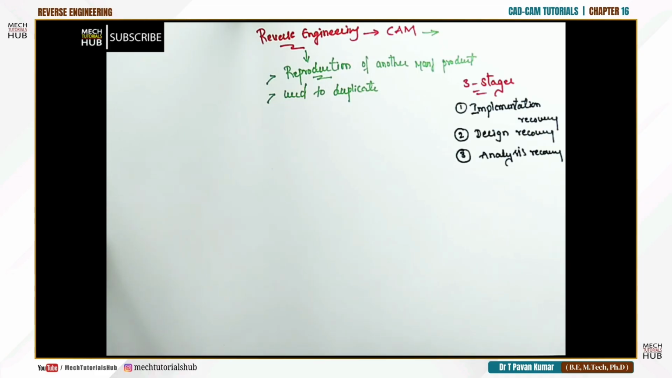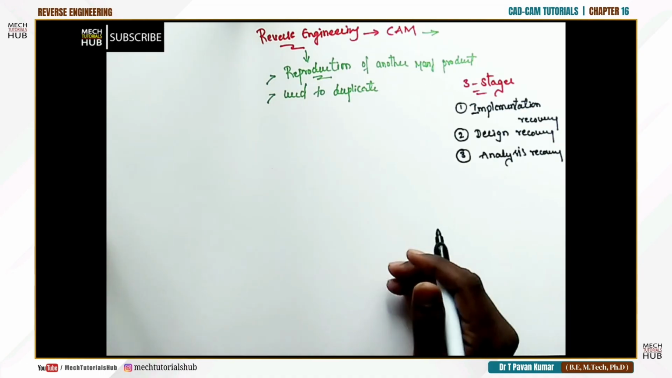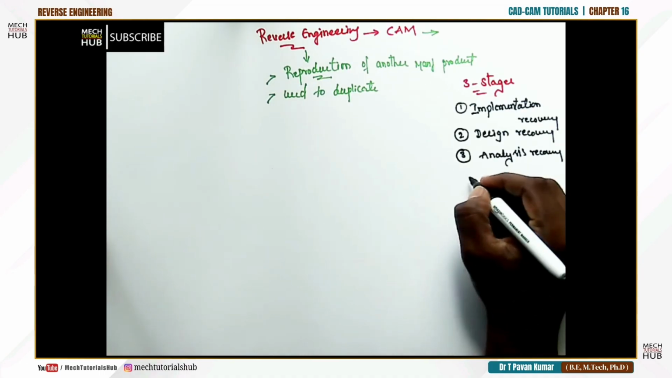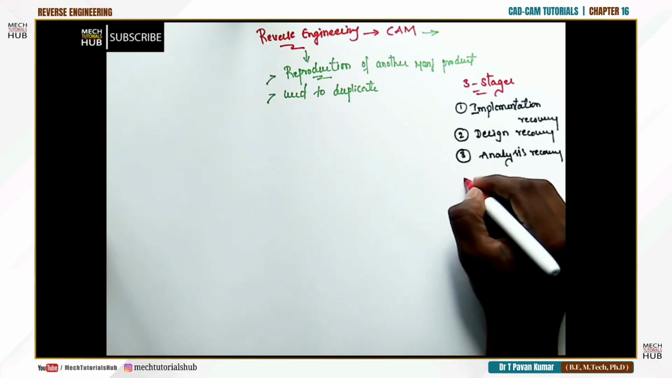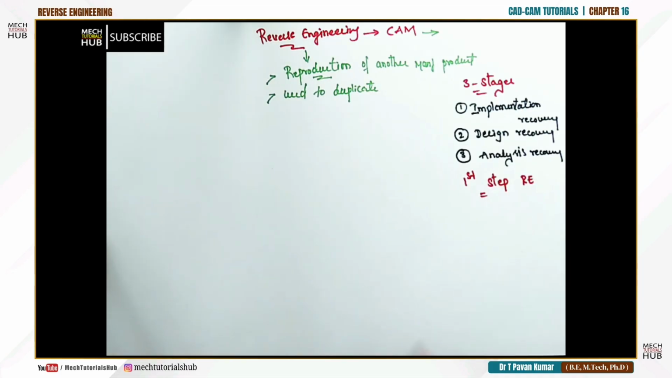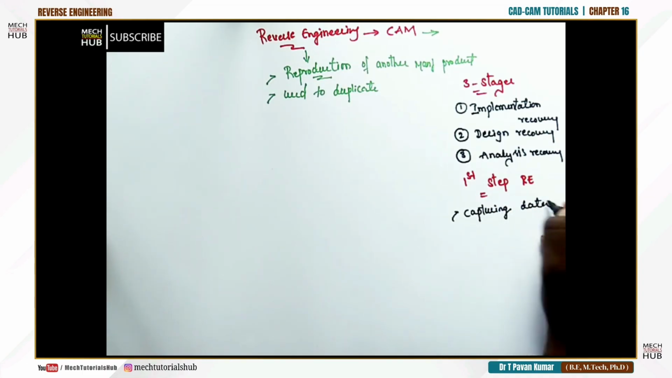I would like to give a few more examples to make you understand in the further process. The first and foremost step, I'll use some other color here. The first step to be followed in reverse engineering is, firstly, to capture data from an existing part. What is that? Capturing data from an existing part or component.